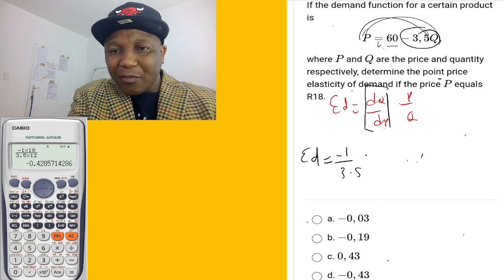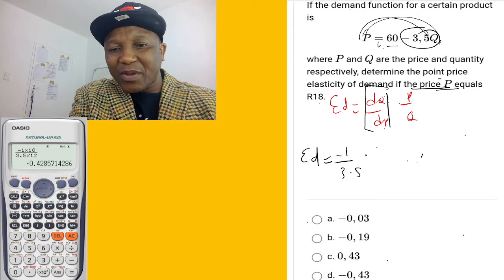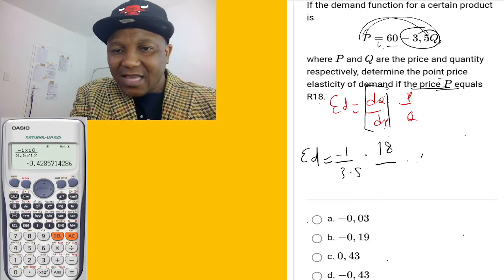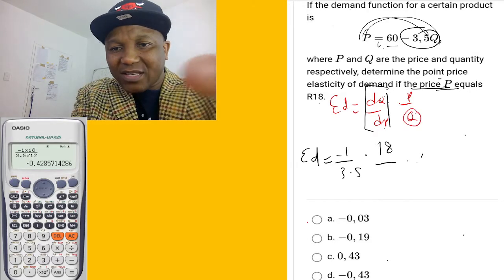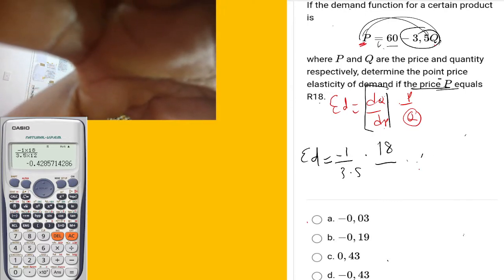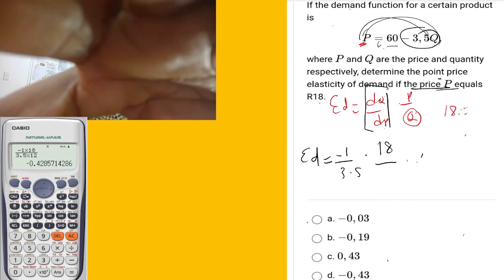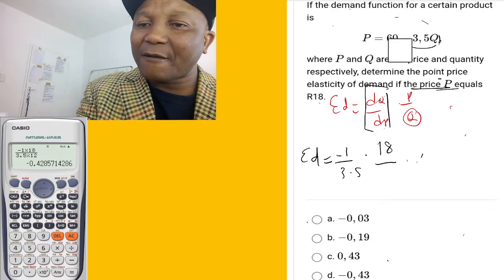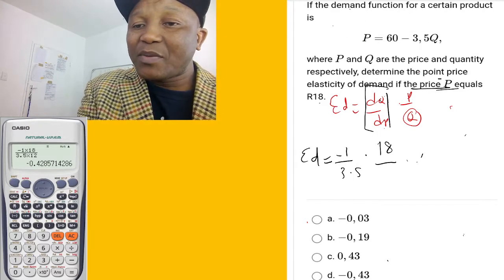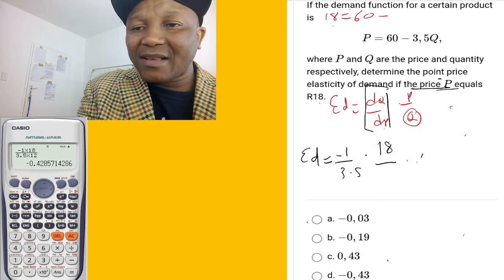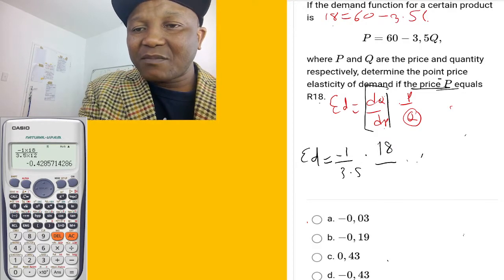What is the p? They say the price equals 18. P means price. How are we going to get the q here? We can substitute p to get q. What is the value of p? P equals 18. So we say 18 equals 60 minus 3.5 times q. I'm sorry for taking time.